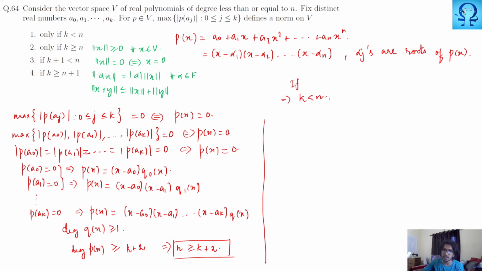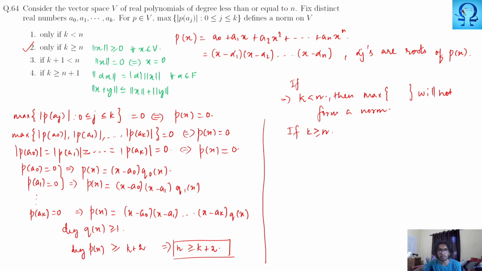If k is less than n, then whatsoever is given, the maximum of this quantity will not form a norm. If your k is bigger than or equals n, then it is going to be true. So option 2 is the right one. And if you check for other things, it will not be there.